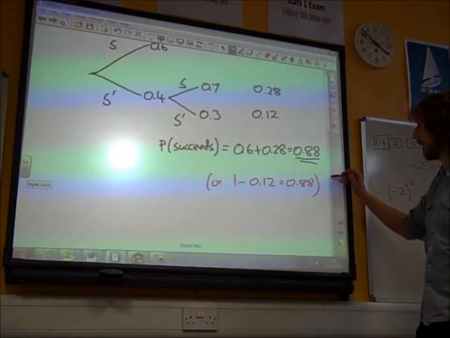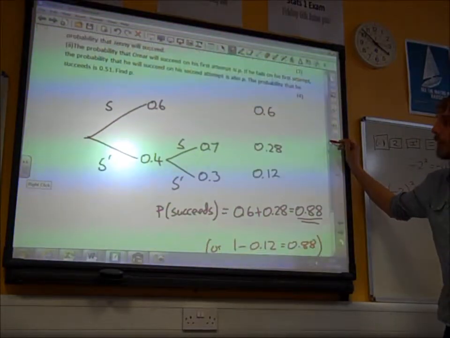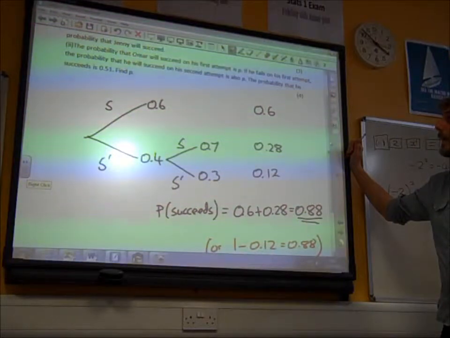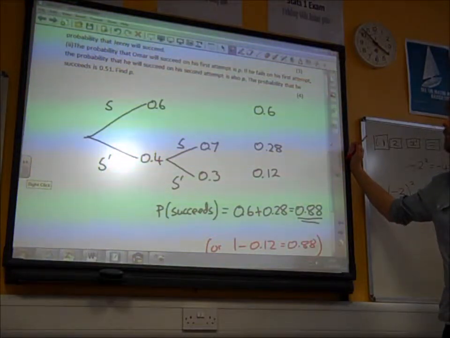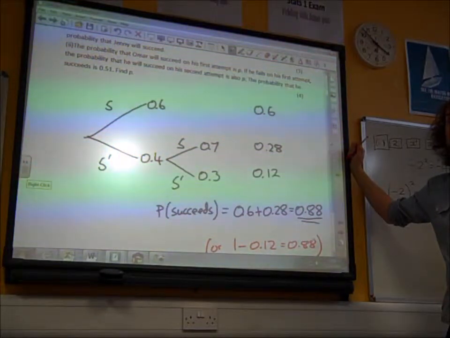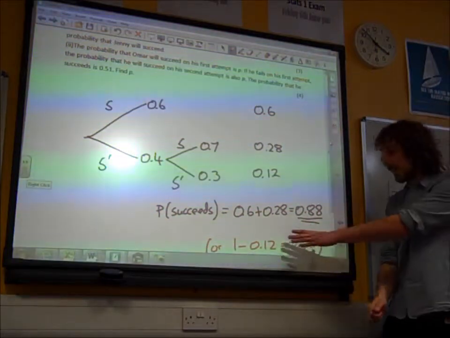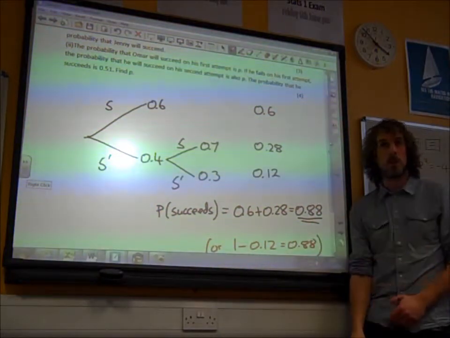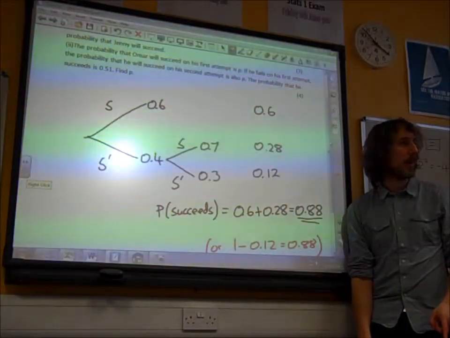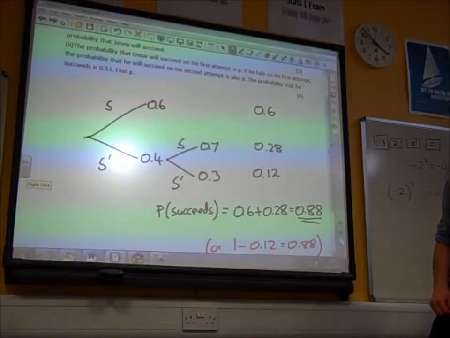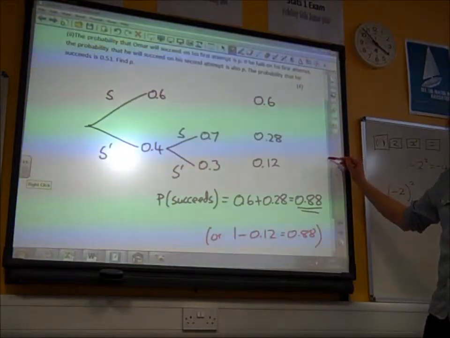Right, part B. The probability that Omar will succeed in his first attempt is P. If he fails in his first attempt, the probability that he will succeed in his second attempt is also P. The probability that he succeeds is 0.51. Find P. I think in the way of thinking about the last one comes a neat little hint as to how we might do this question. I think that's probably the easiest way of thinking about it.